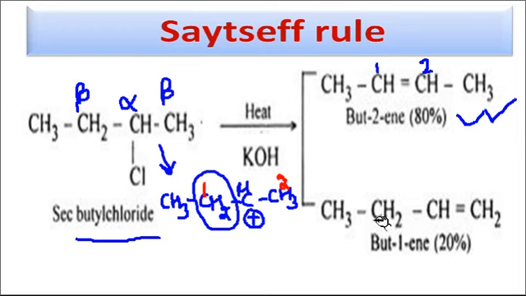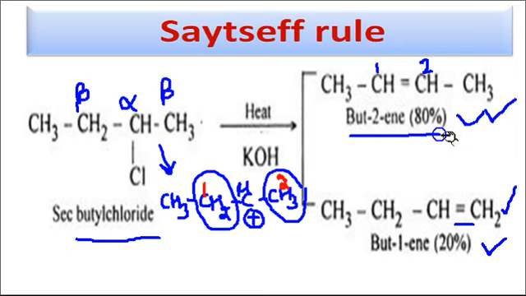While in the second case, if hydrogen is eliminated from this beta carbon, what would be the product? Product would be the 1-butene. In such a case, the doubly bonded carbon atoms have the substituent groups hydrogen, ethyl and hydrogen. So only 3 substituent groups are here, while in the other case 4 substituent groups are present. So which will be the major product? Major product will be the 2-butene according to the Saytzeff rule.